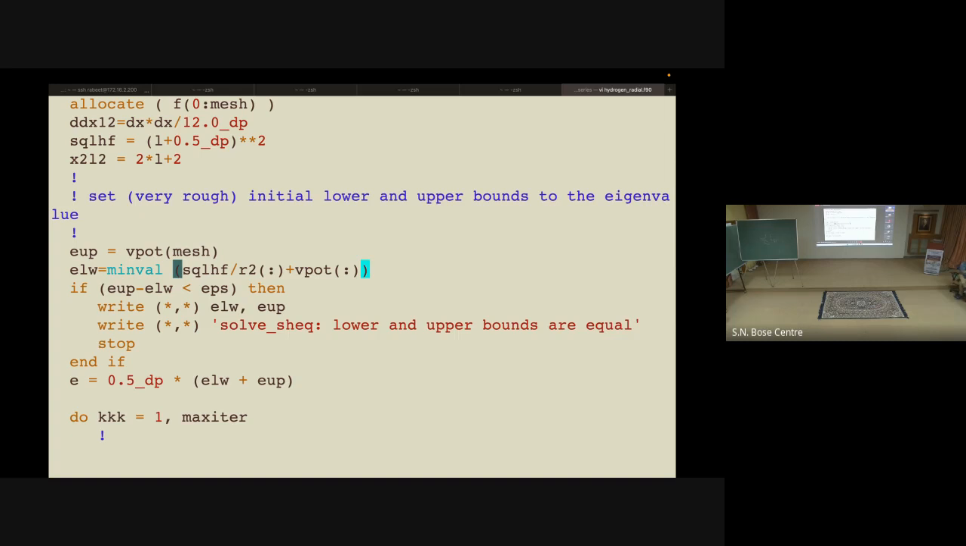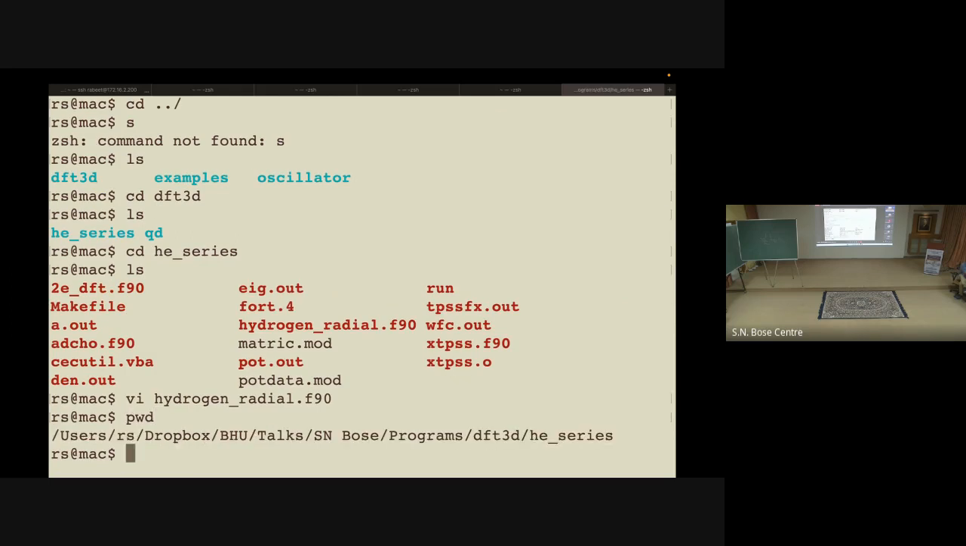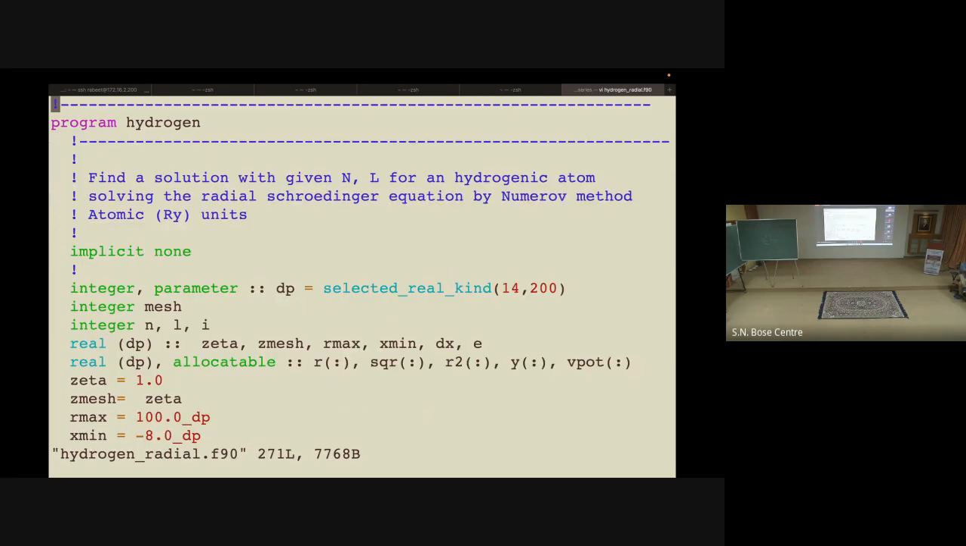Okay, file name. This one. It's under DFT. Programs, DFT3D, HE series, and then hydrogen radial dot attachment. Okay.